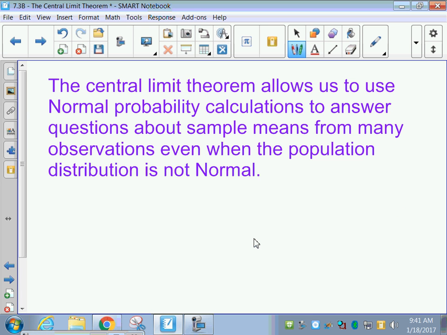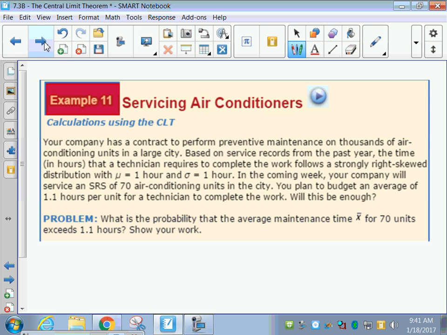Central limit theorem allows us to use normal probability calculations to answer questions about sample means from many observations, even when the population distribution isn't normal. That was the whole point of that. All right, just a little summary right there of what we just learned. Let's try a problem. Okay, servicing air conditioners, calculations using the CLT.